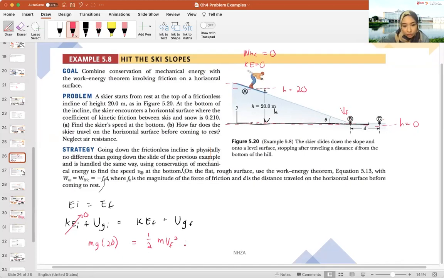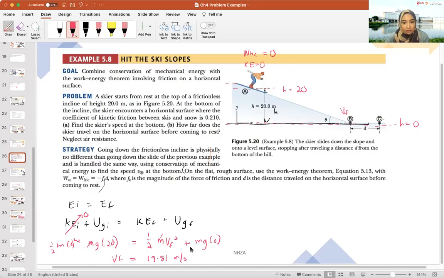So it's easy, right? So UG, this is MG 0. And this is 1 over 2 M 0 squared. So basically, we're just trying to solve this. M cancels out with M. G times 20 times 2, then take the square root of that, and you would get your V final, hopefully. I hope I'm doing this right. 9.81 times 20 times 2, square root. So we get 19.81 as our V final.